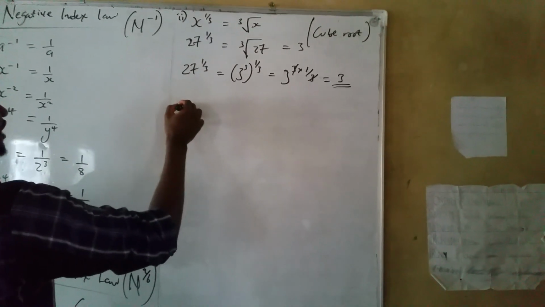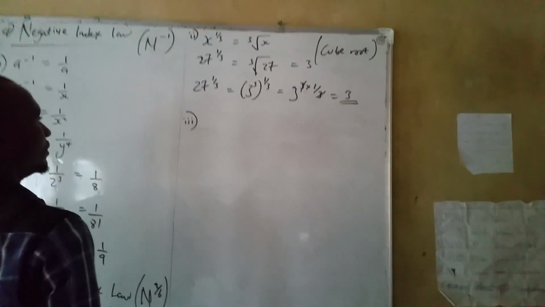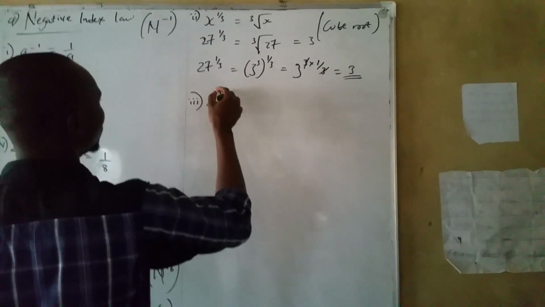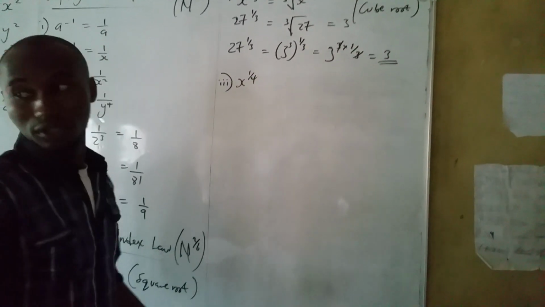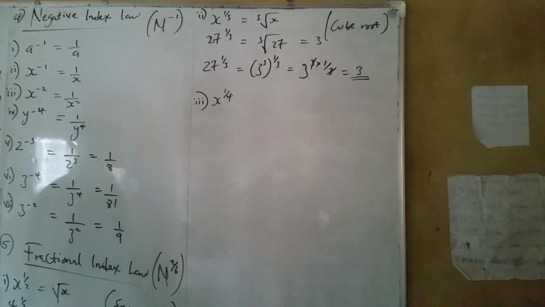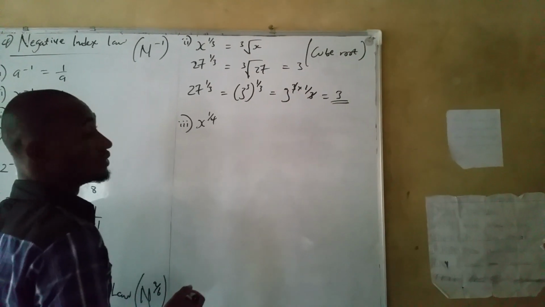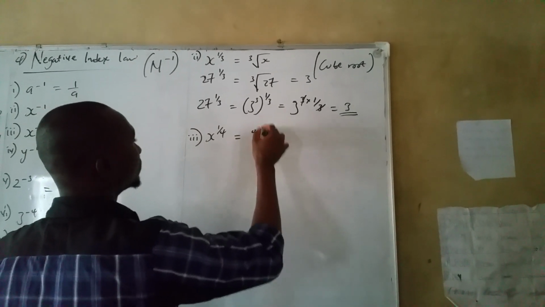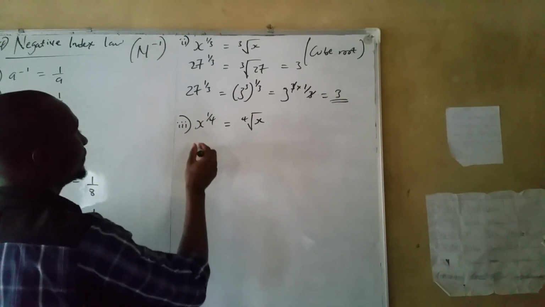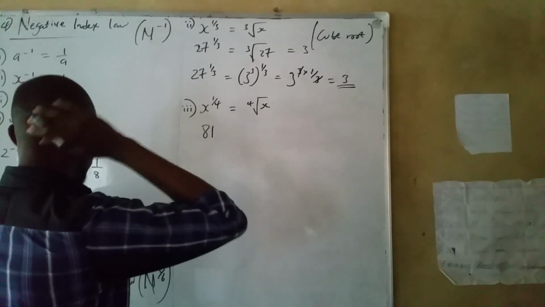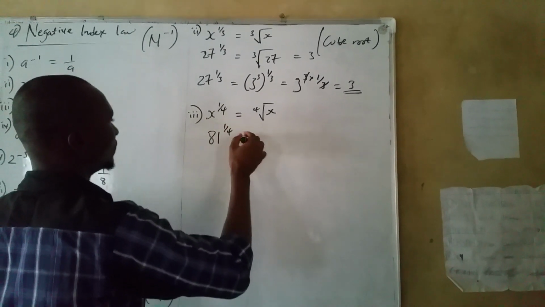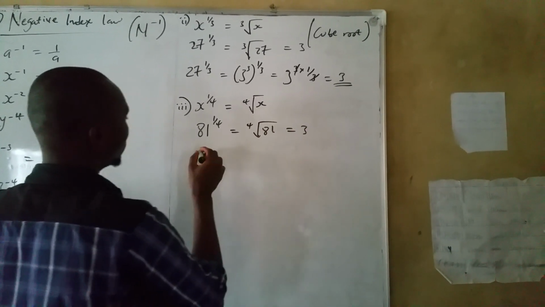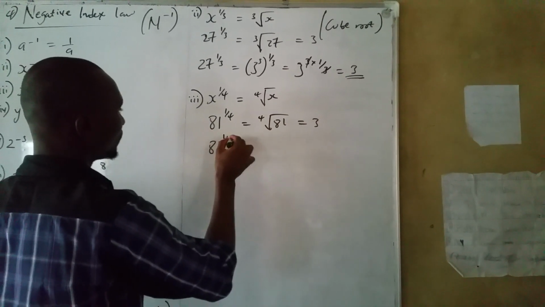Now, the last but not the least is the fourth root. When we have x raised to power 1 over 4, this is equal to what? Fourth root of what? X. Are you there? Now, when you have 81 raised to power 1 over 4, the fourth root of 81 will give us what? 3, right?